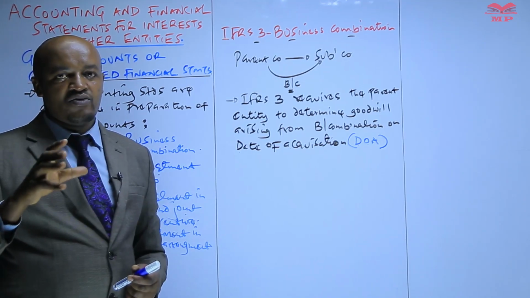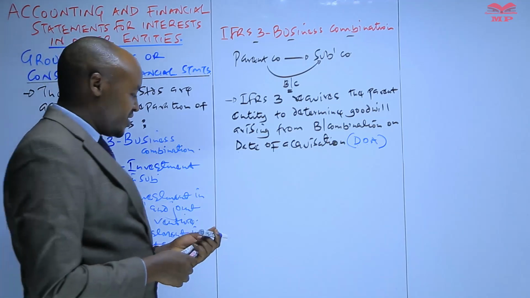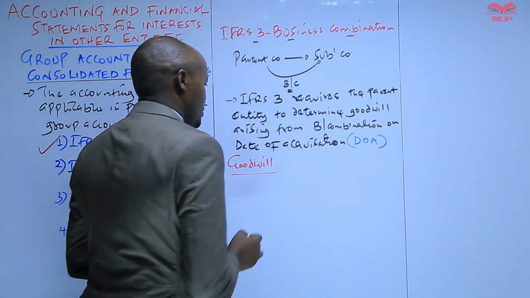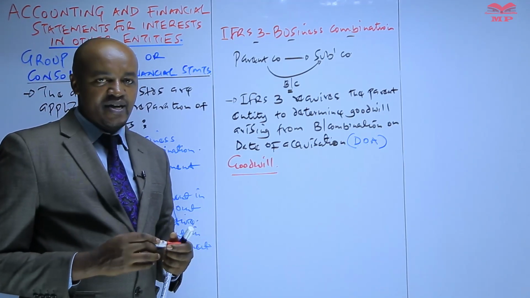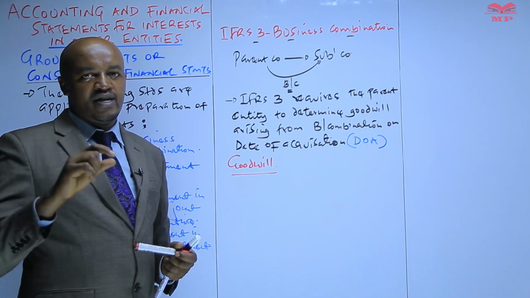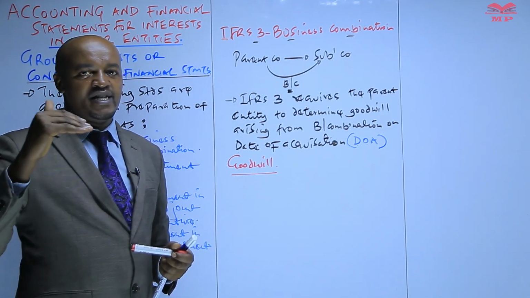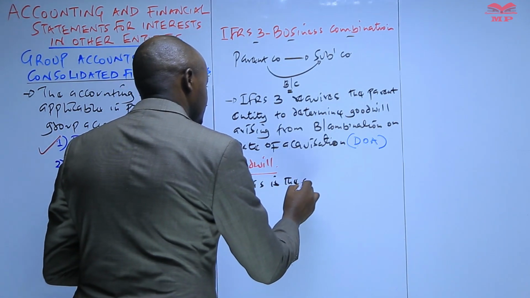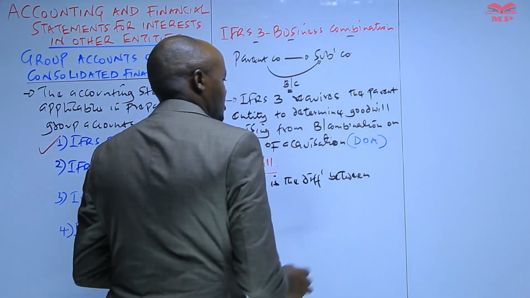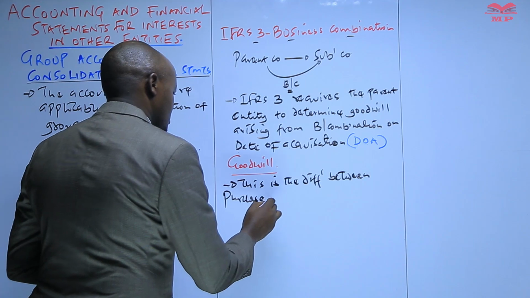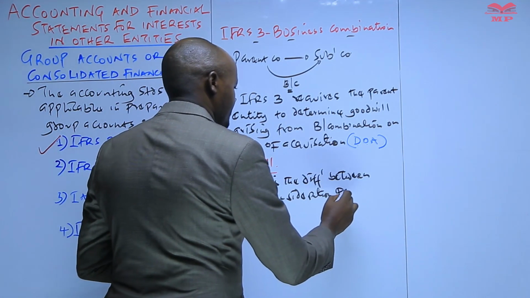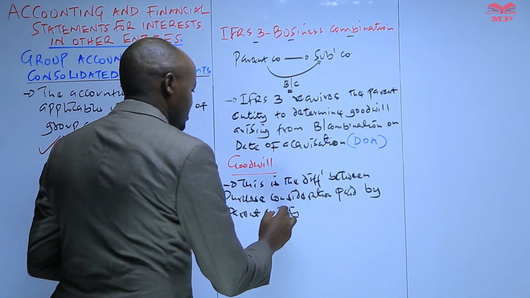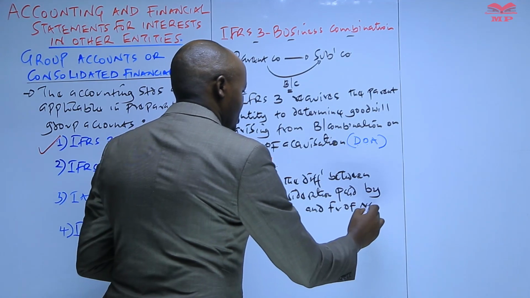And before we look at how we determine this particular goodwill arising from business combination, first of all, what is goodwill? We need to define what goodwill is. When we talk about goodwill here, basically this refers to any difference between the purchase consideration which will be paid by the parent company and the net assets which have been acquired. The difference between purchase consideration paid by the parent entity and the fair value of the net assets which have been acquired. So you can say that this is the difference between purchase consideration paid by the parent entity and fair value of net assets acquired.